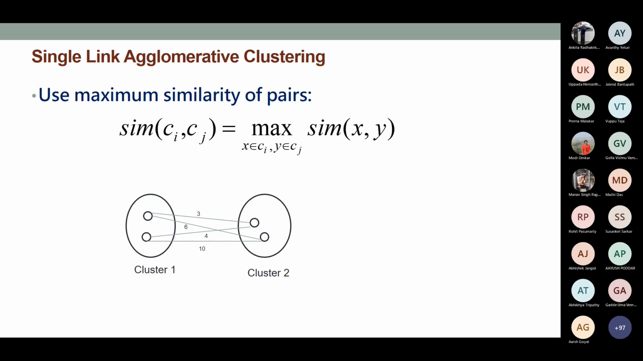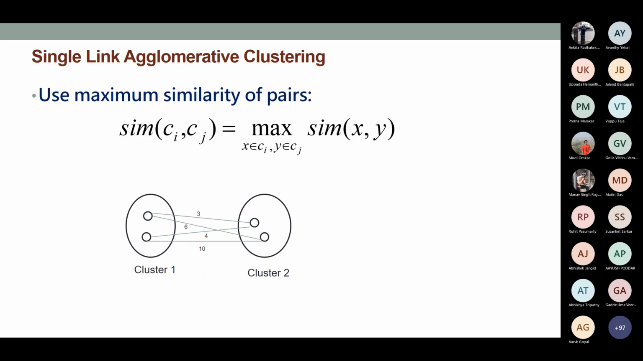So as I mentioned, we are dealing with two groups containing some number of points. I have the pairwise distances or similarities and so on, and now I have to figure out the distance, or similarity, between two groups using this information.